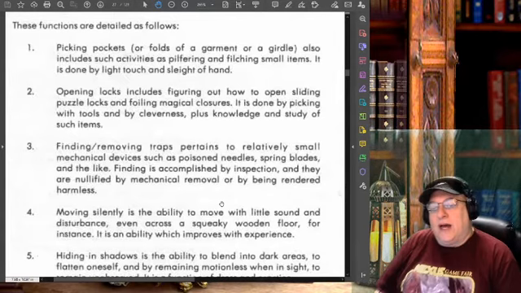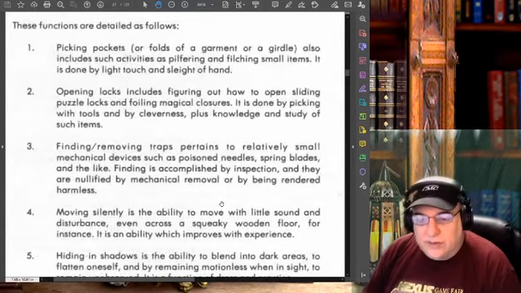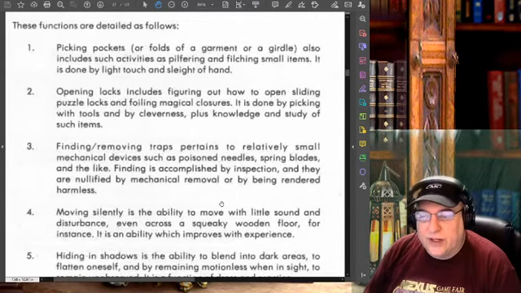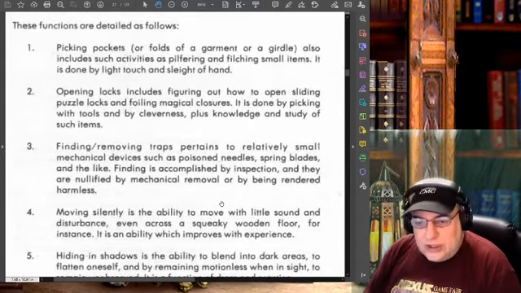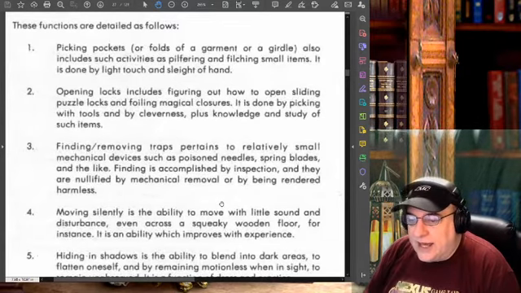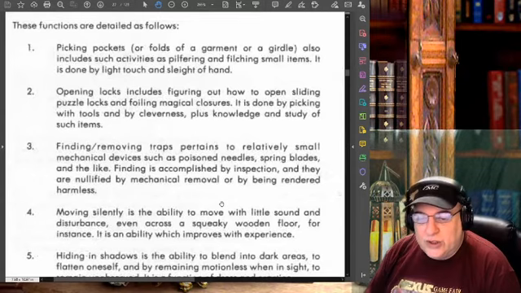Number 1, picking pockets or folds of a garment or a girdle also includes such activities as pilfering and filching small items. It is done by light touch and sleight of hand. Number 2, opening locks includes figuring out how to open sliding puzzle locks and foiling magical closures. It is done by picking with tools and by cleverness, plus knowledge and study of such items.